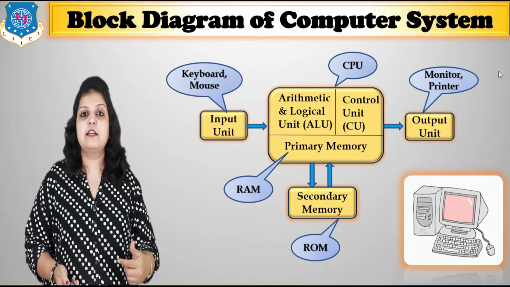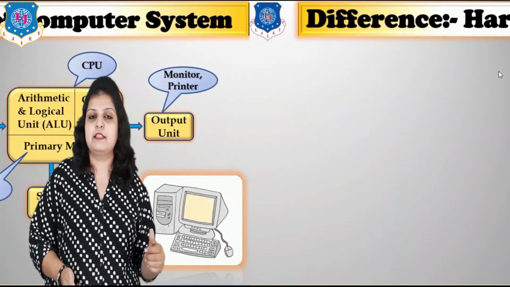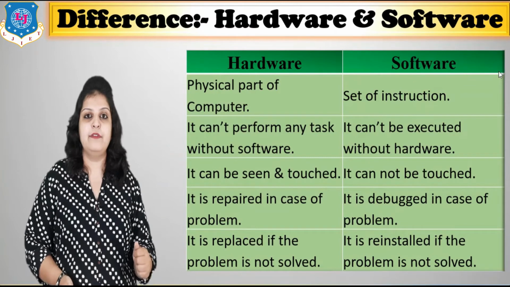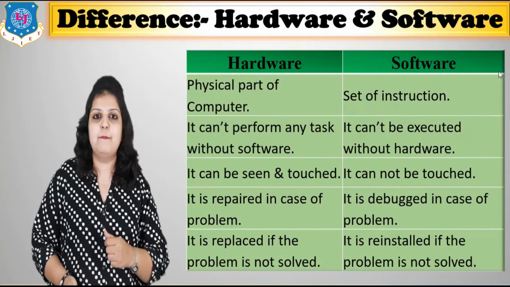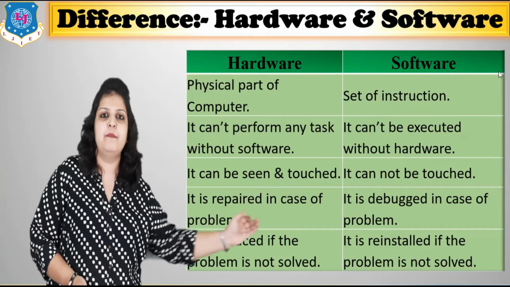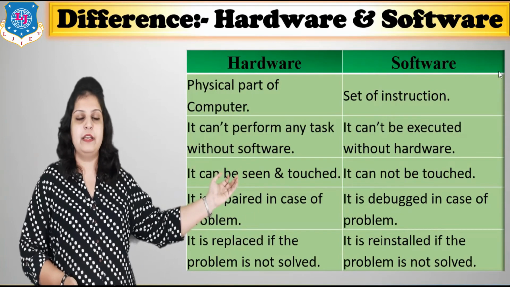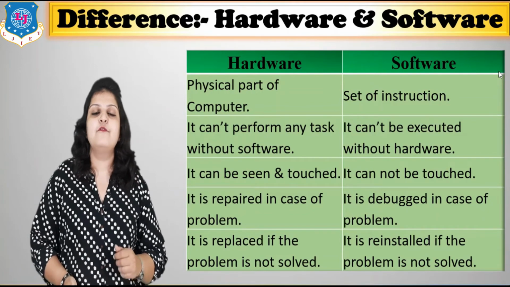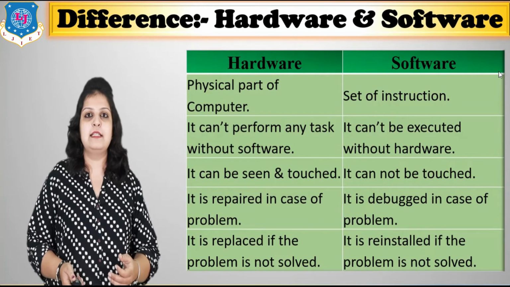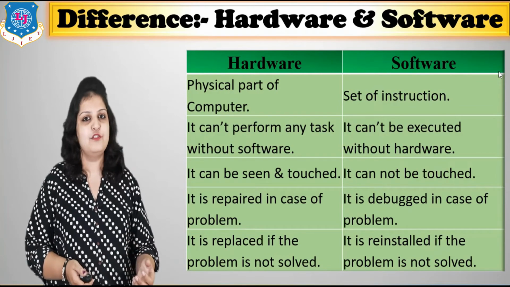Then it is a combination of hardware and software. So let us see the difference between hardware and software. First of all, what is hardware? Hardware is the physical part of computer. In figure, you can see keyboard, mouse, CPU, all things are called as hardware. And what is software? Software is a set of instruction or program. The best example of software is operating system. Operating system is a software.